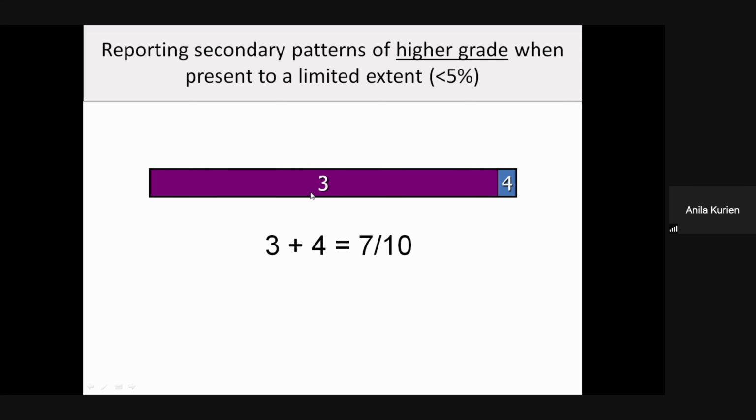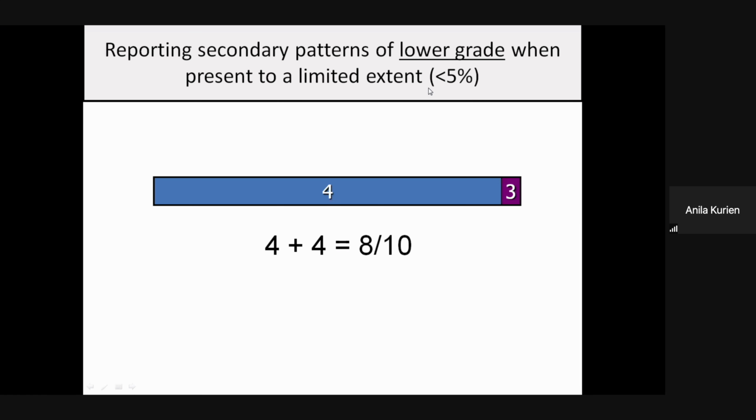In that case, you still consider the higher pattern because it's a needle biopsy, and you saw in the previous talk, there's always a chance that the needle may have missed a larger tumor with a higher grade. So if you have any amount of higher grade in the tumor, in the needle biopsy, that has to be taken into consideration, even if it is less than 5%. So in this case, it is 3 + 4, 7/10. But the reverse is not true.